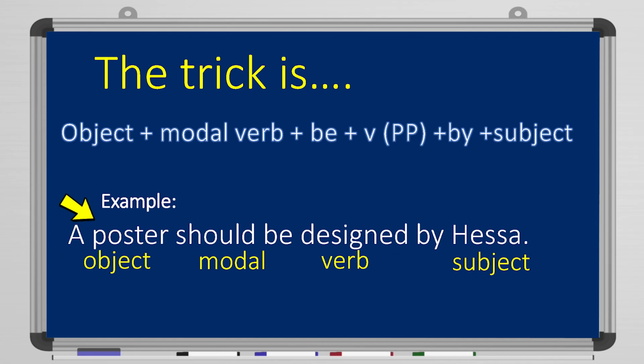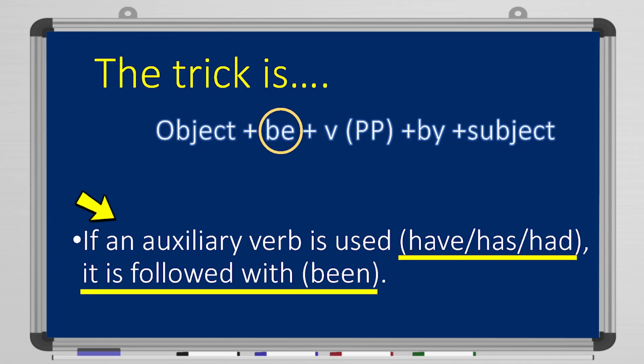Now, if there is an auxiliary verb used, like have, has, or had, what do we do? What do we add instead of be? We add been. We follow it with been. So if there is an auxiliary verb like has, have, or had, we simply add been after it.